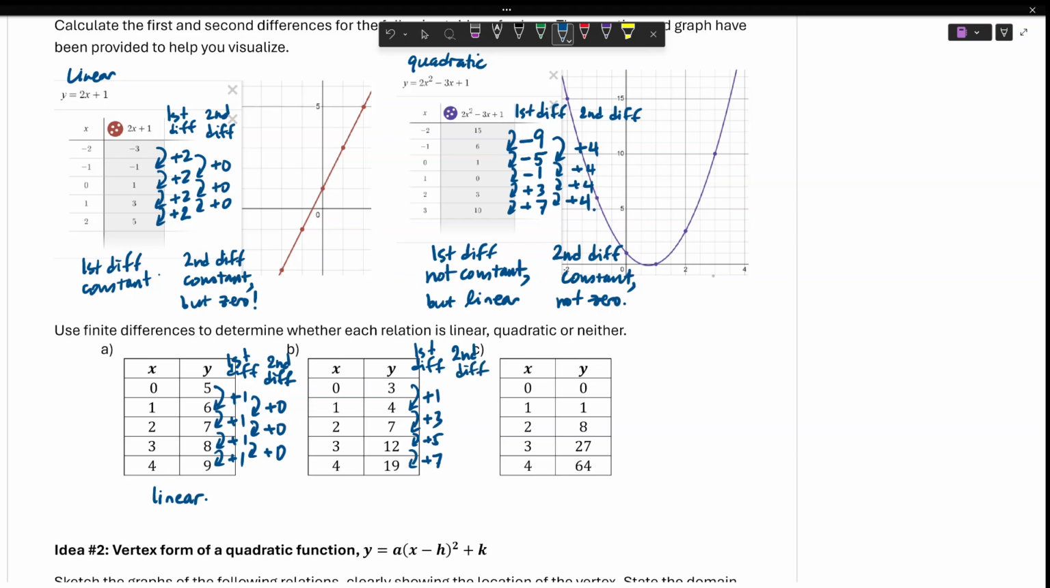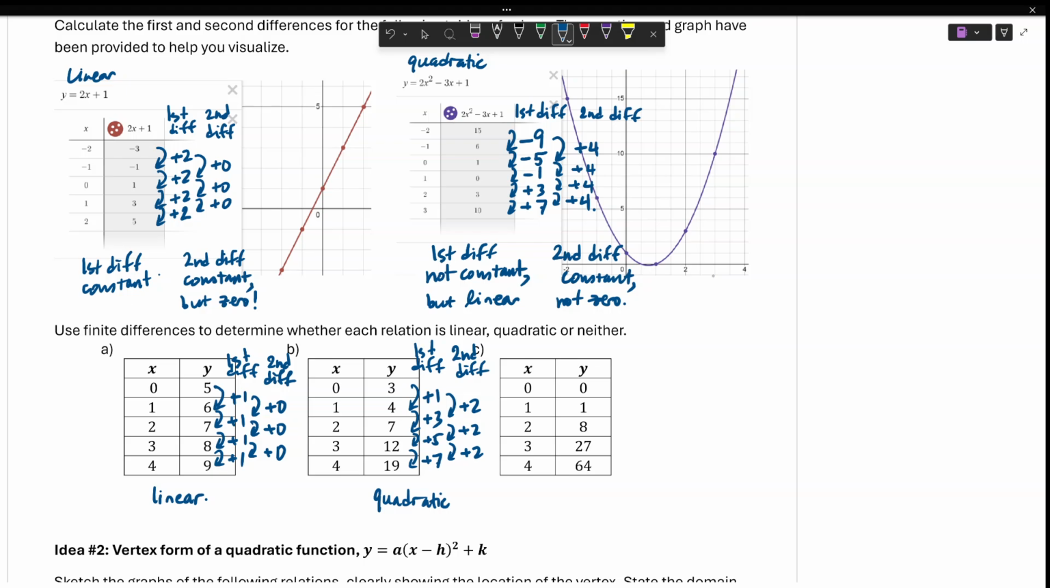But if you look at the second differences, you'll notice that you add 2 every time. And that's always the same. Based on this second difference being constant but not 0, we're going to say this is quadratic. You'll also notice that the first differences go up by the same amount every time, so it's linear. That also fits.